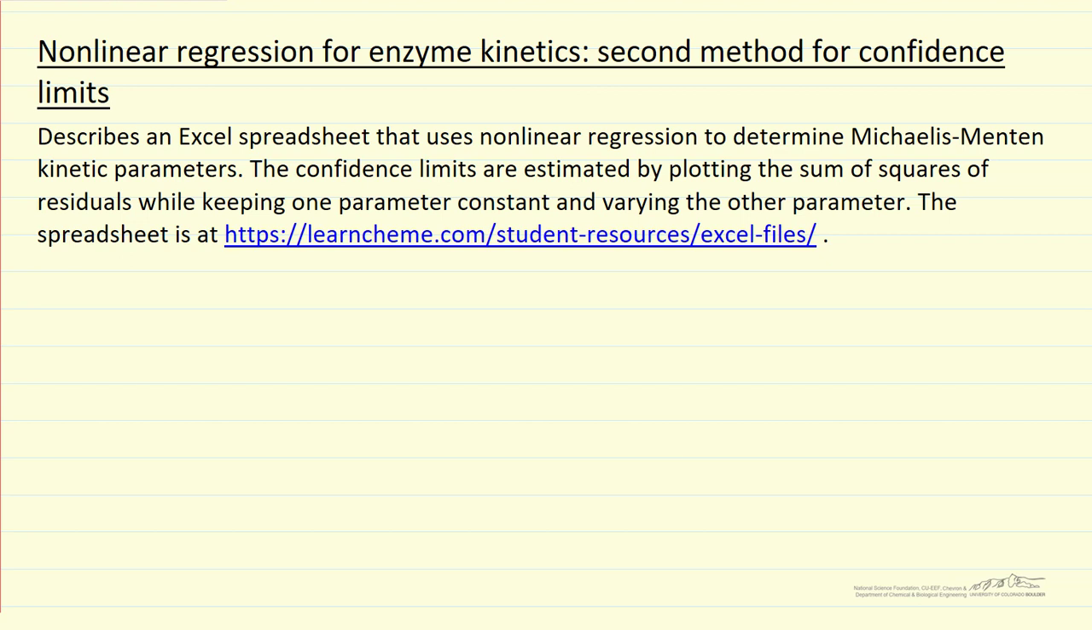I've already described in a separate screencast how to use an Excel spreadsheet with Solver to carry out nonlinear regression for enzyme kinetics. In this screencast, I want to describe a different method from the other screencast for determining confidence limits. The spreadsheet that shows how to carry this out is located on the LearnChemE site at this link. And now let's look at that spreadsheet.